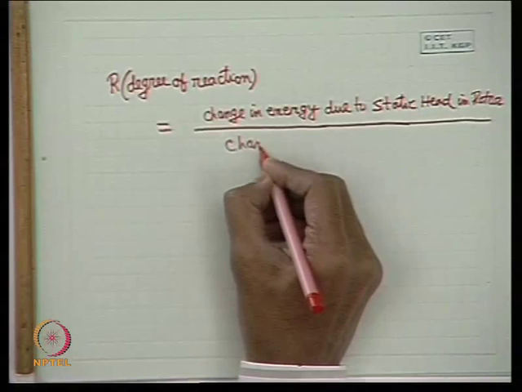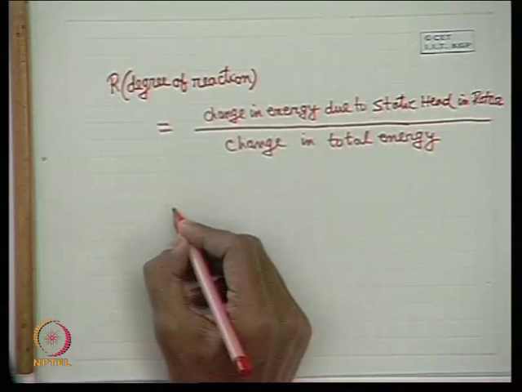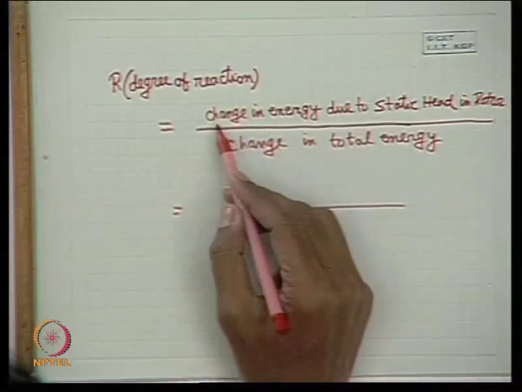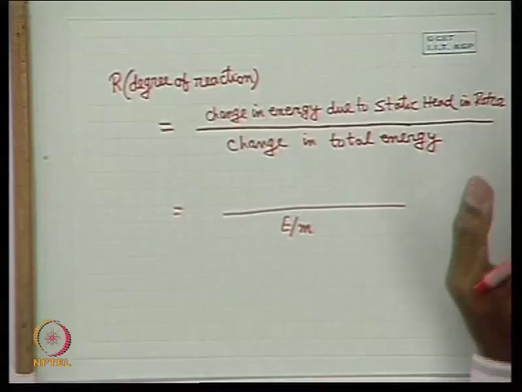That means the change in total energy is the power developed. It is true that the change in total energy per unit mass, E by M, is what we get as power, that is the change in total energy of the fluid. But what fraction of it is changed due to static head? That means due to the change in the relative velocity and the change in the centrifugal head. In fact, it is the change in the pressure energy of the liquid.